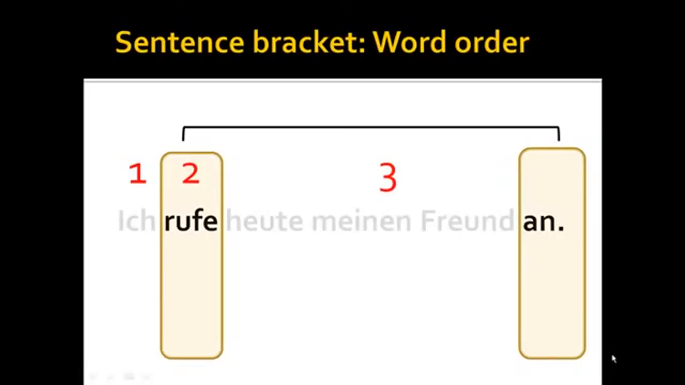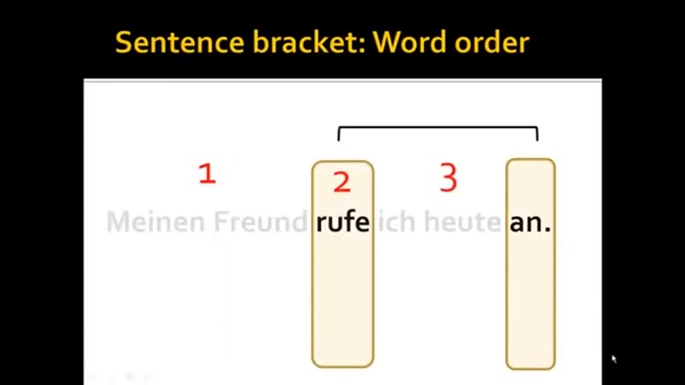Ich rufe an. Ich rufe heute meinen Freund an. Now, just because I have the sentence here beginning with the subject, the person performing the action, the person who's actually calling, doesn't mean that it has to stay that way. If I want to, I could change the word order around, depending upon what I want to emphasize.